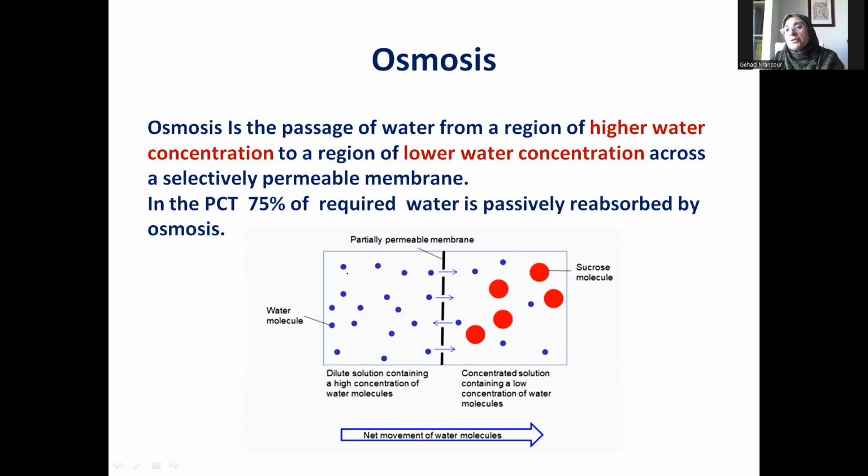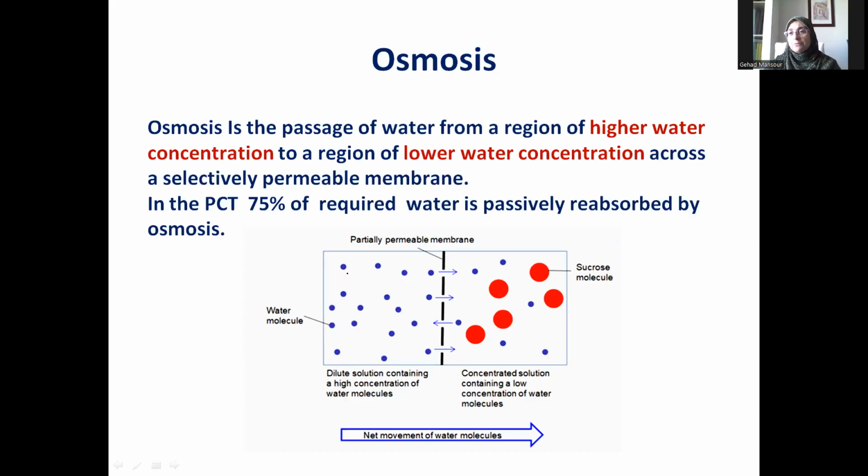What is osmosis? Osmosis is a special type of diffusion. So it is passive transport. It occurs down concentration gradient from higher to lower, but here we have to say higher water concentration to lower water concentration across a partially or selectively permeable membrane.